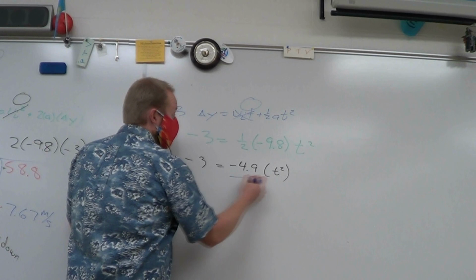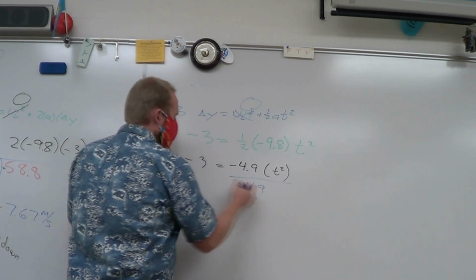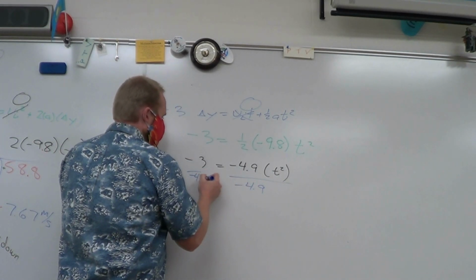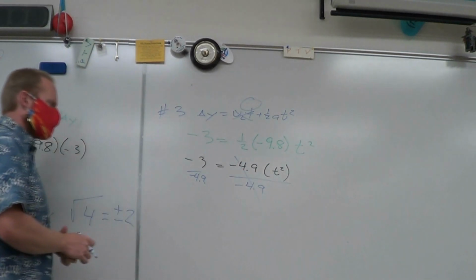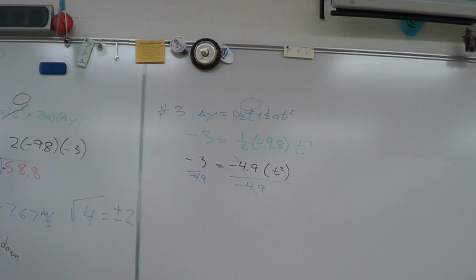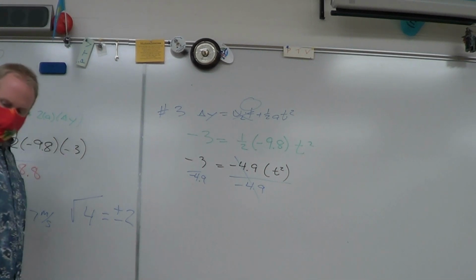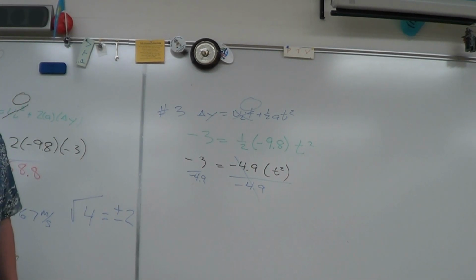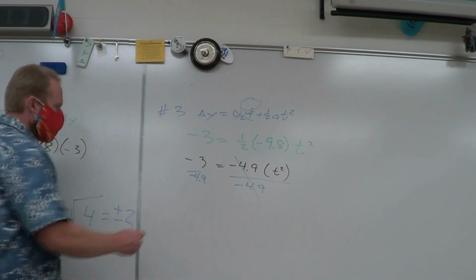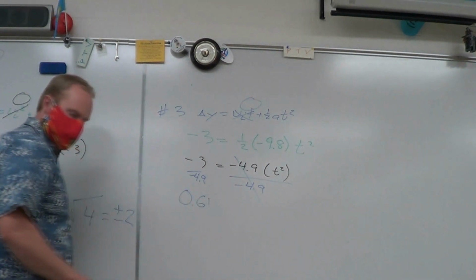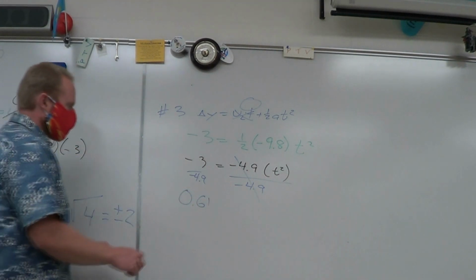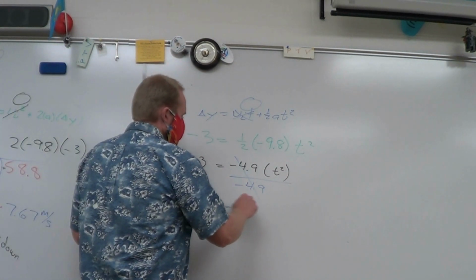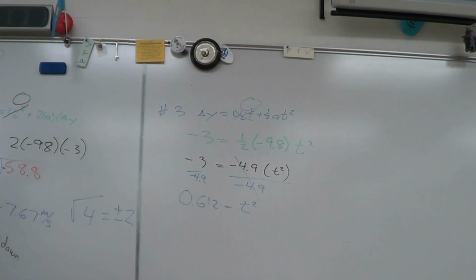Divide. Yeah. Okay, we want to get rid of the -4.9 first. Don't take the square root. It's possible, but most people screw the algebra up, so don't do it. Divide by 4.9. So if you take -3 divided by -4.9, we get 0.6122, and so on. So that's what we get.